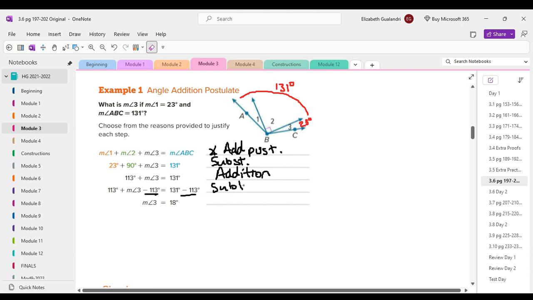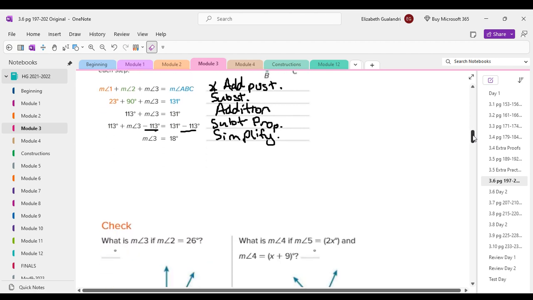So that is the subtraction property that says we can subtract it from both sides and still have an equation. And then they took the 113 minus 113, simplified that, and simplified this side. So this is a simplify or combine like terms step there to get to the final answer. So you can justify your work as you go as well, and that's what that one was working on.